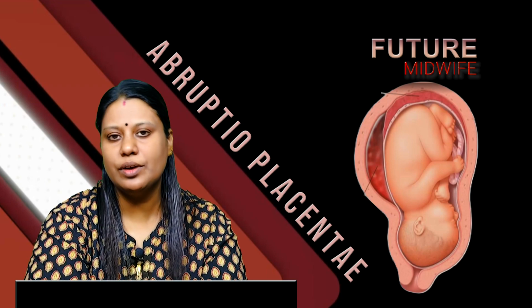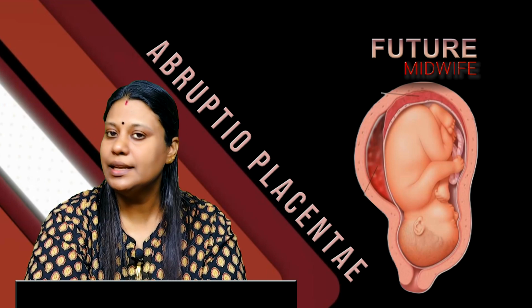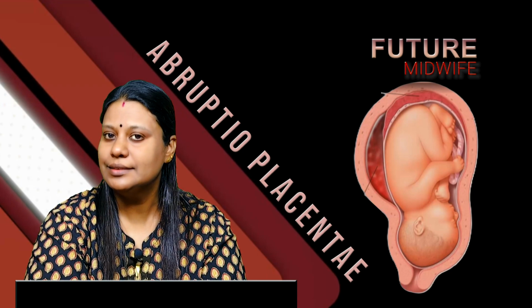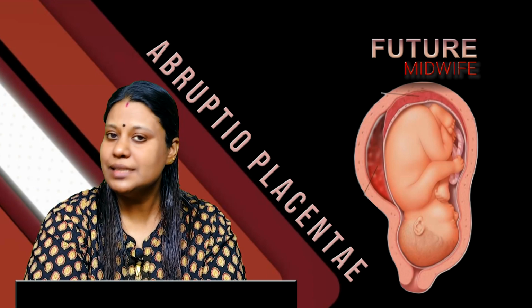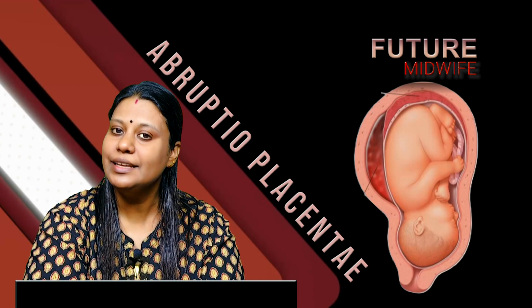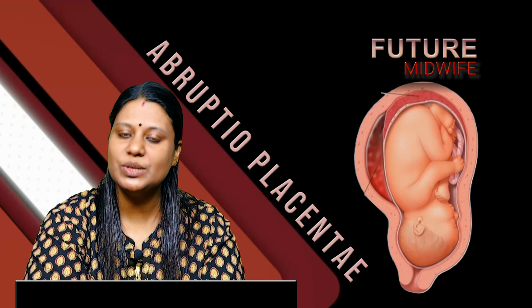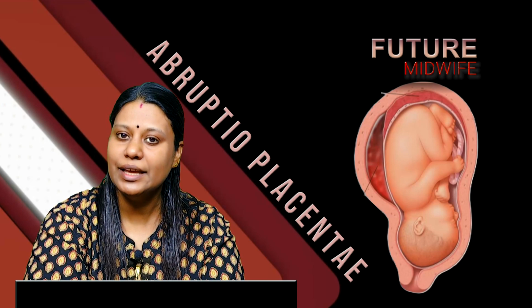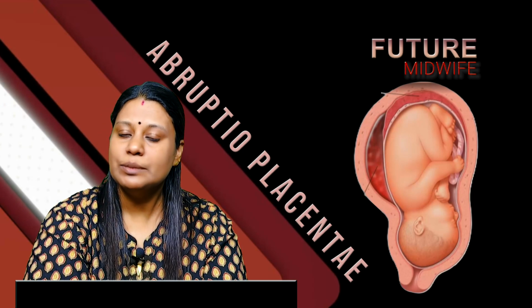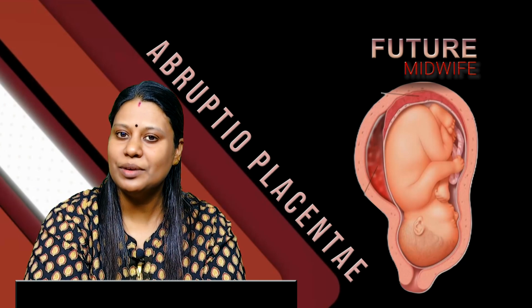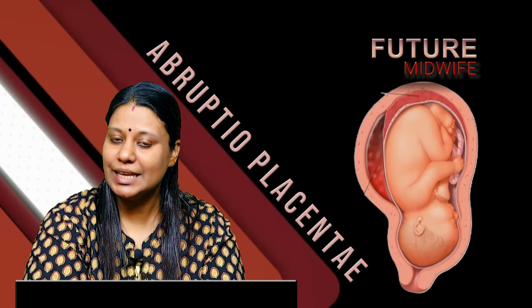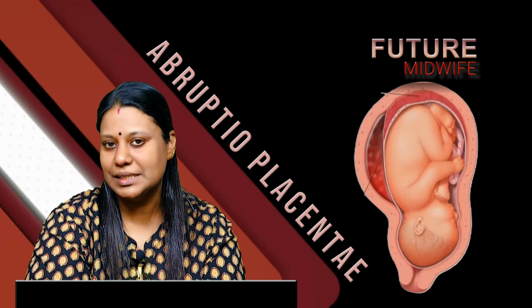Next is the classification of abruptio placenta. Abruptio placenta can be categorized into three ways: grade 1, grade 2 and grade 3. In case of grade 1, minimal separation of placenta with minimal vaginal bleeding and no fetal distress. In case of grade 2, moderate separation of placenta with moderate vaginal bleeding and possible fetal distress. In case of grade 3, complete separation of placenta with severe vaginal bleeding, and we can also expect severe fetal distress. So these are the three classifications of abruptio placenta.